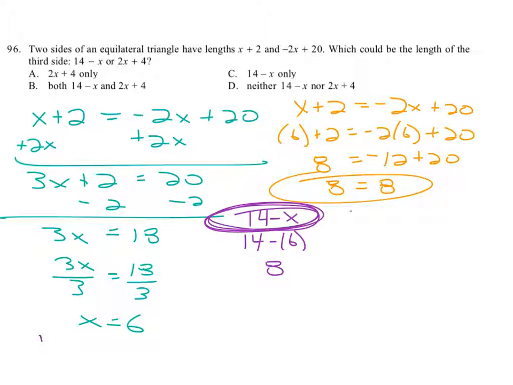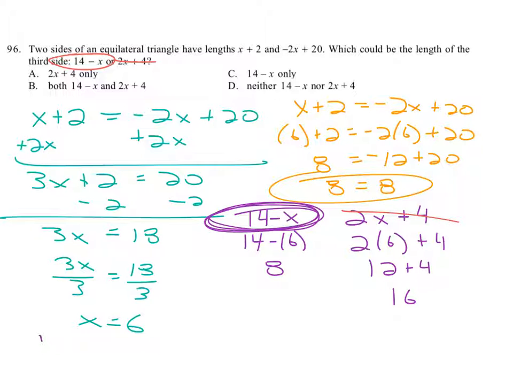And let's try the other one. 2x plus 4. 2x is 6. 2 times 6 is 12. 12 plus 4 is 16. Nope. That doesn't get us to the length of 8 that we know every side is. So it's not 2x plus 4, but 14 minus x gets you there. So when they say which could be a length, you could say 14 minus x only. I like that problem.